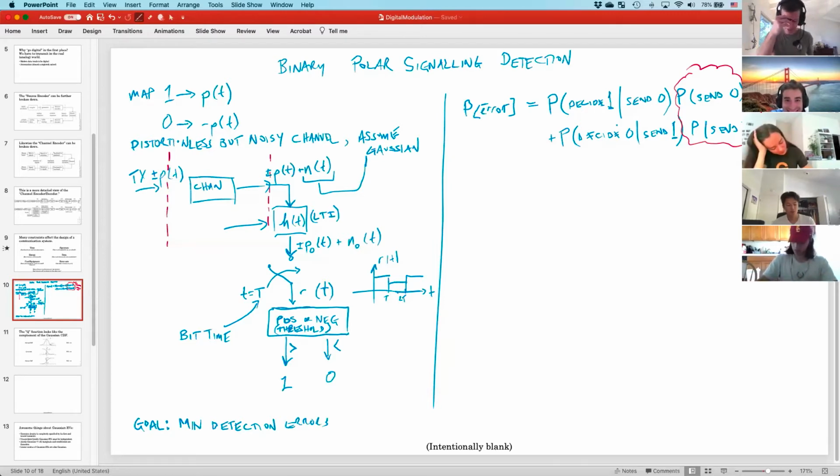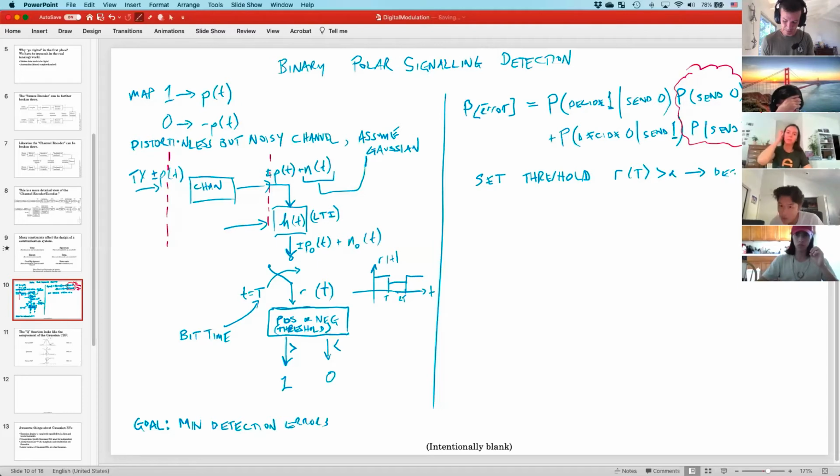Okay, so who decides? What does it mean to decide a one? Well, that's where we're getting at the threshold, and if R of t is bigger than the threshold or less than the threshold. So let's put the threshold at A. So if we set the threshold device so that R of big T bigger than A means decide 1, and R of big T less than A means decide 0.